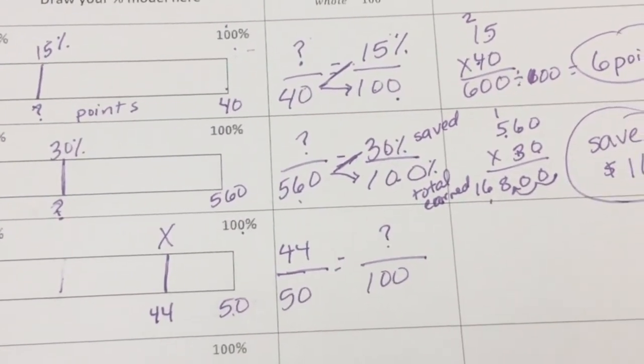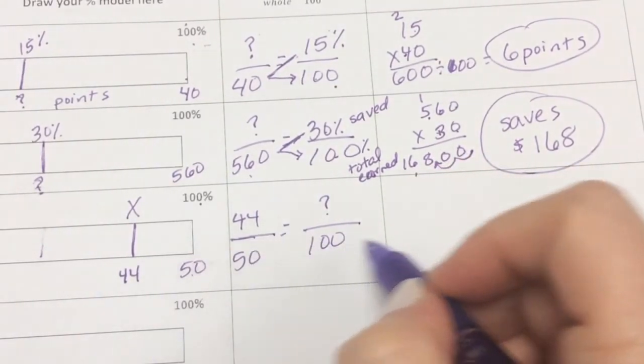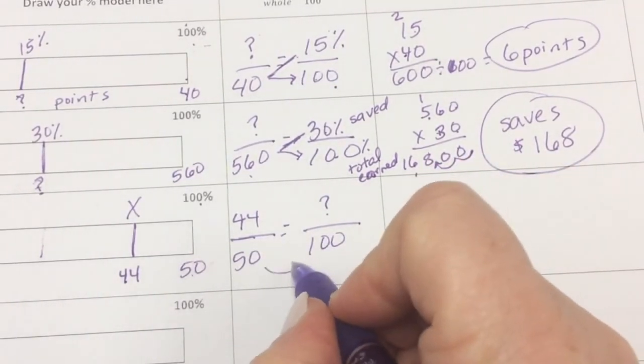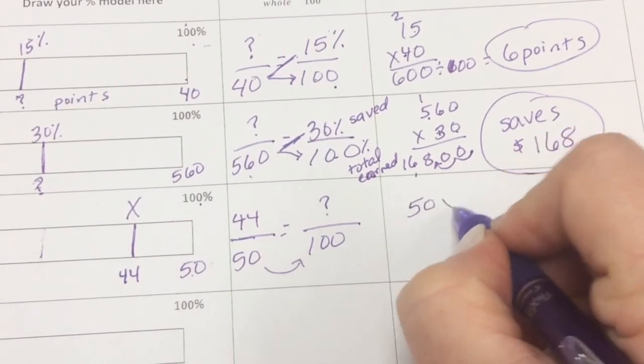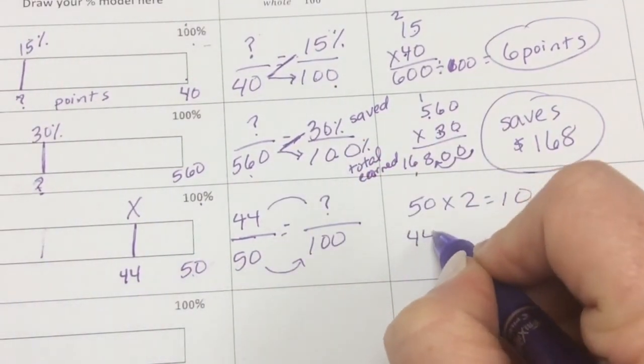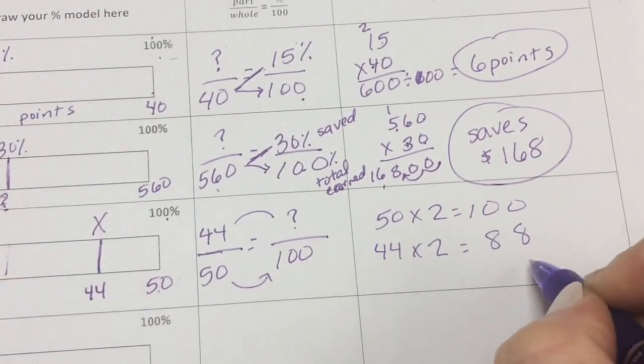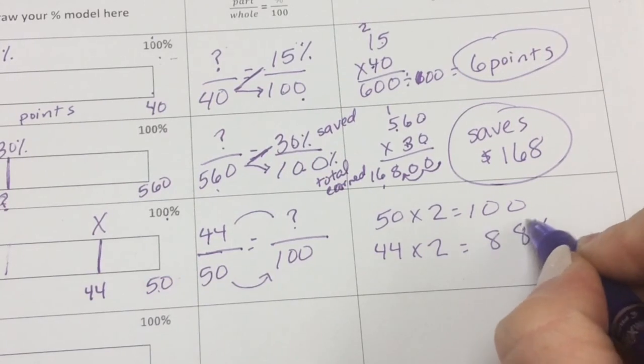Okay, so I'm zoomed in close so you can see it clearly. Now, I can look at the relationship here. I could cross multiply and divide, but really I'm going to do this. 50 times 2 is 100, so 44 times 2 is 88. He got 88% correct.